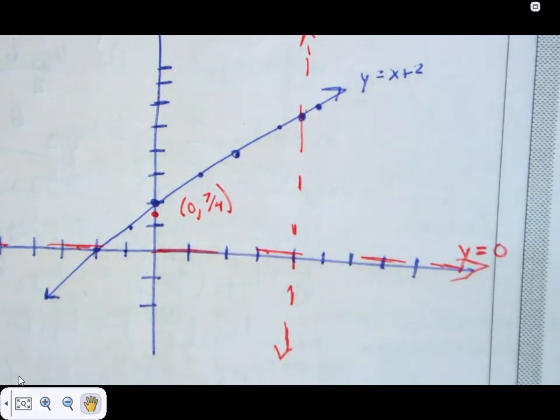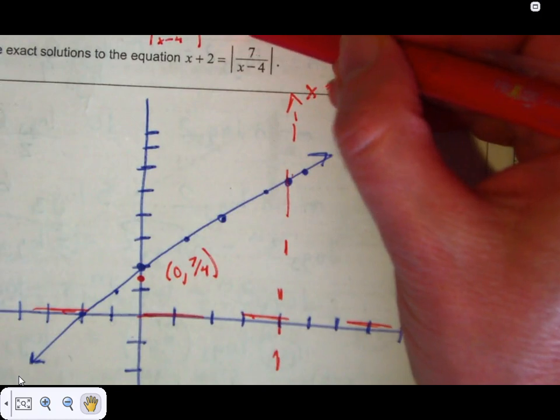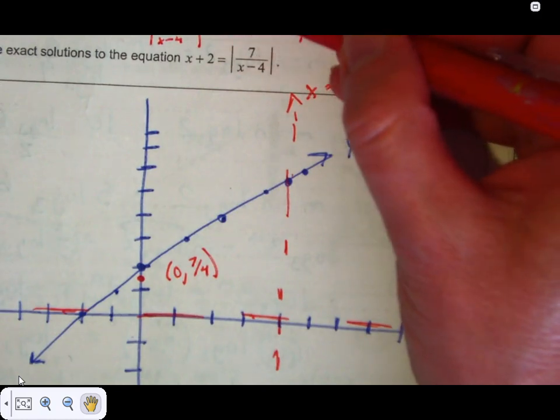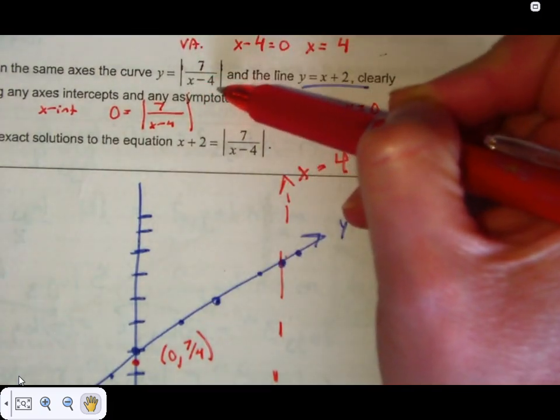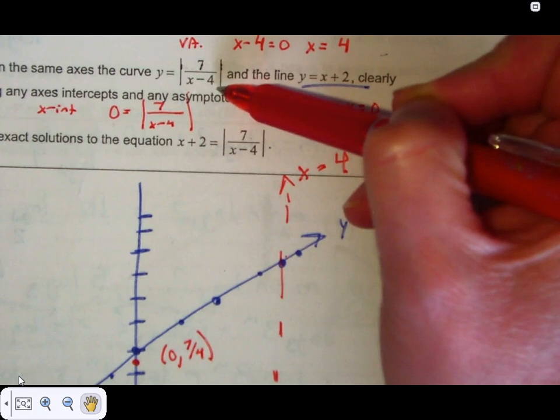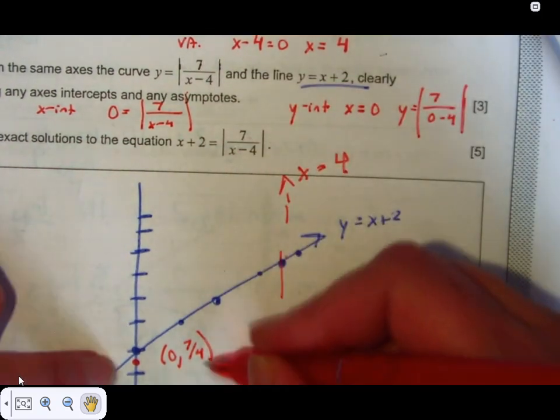But if I want to know a couple of points to help me, I can just plug in a couple of points. Like if I put in, let's go 2. 7 over 2 minus 4, so 7 over negative 2, and when you make it positive, 7 over 2. So at 2, it's at like 3.5.